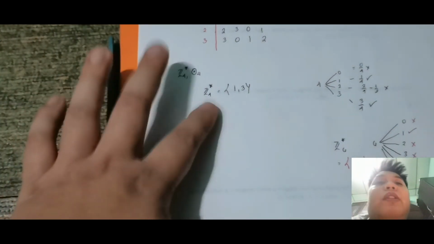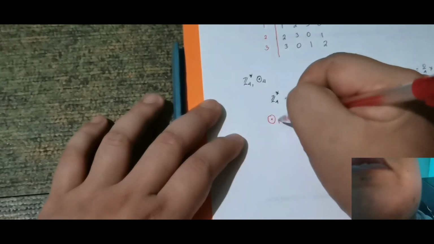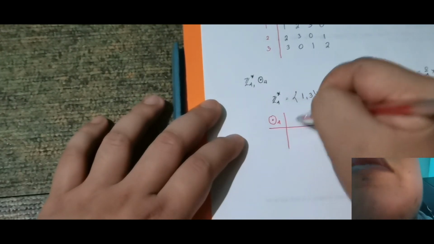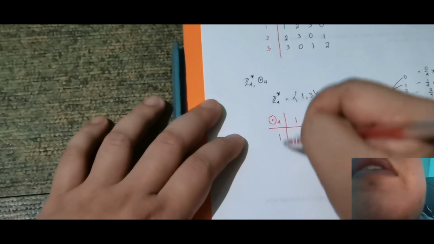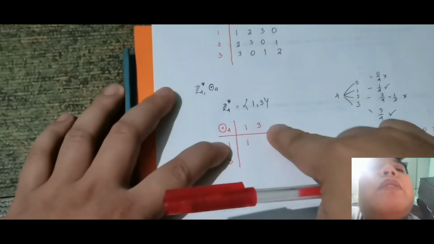So, meaning, gagawin natin ito ng table. So, pag ginawa natin table, this is multiplication 4. Then, lagay ko lang dito yung 1 and 3. Tapos, 1 and 3. Okay, so 1 times 1 modulo 4, that is 1. 1 times 3 modulo 4.